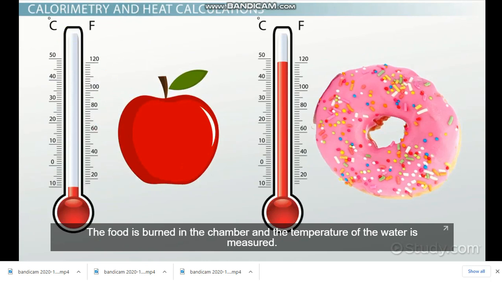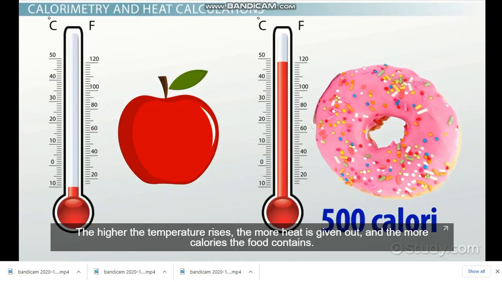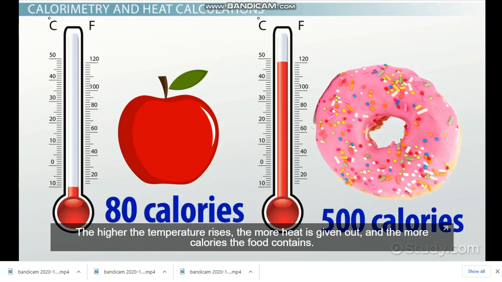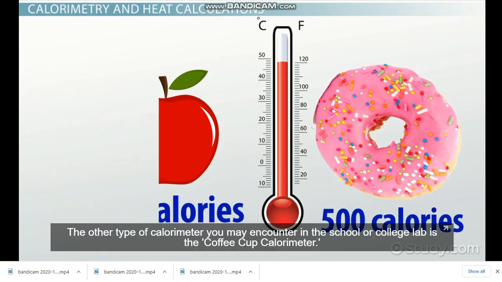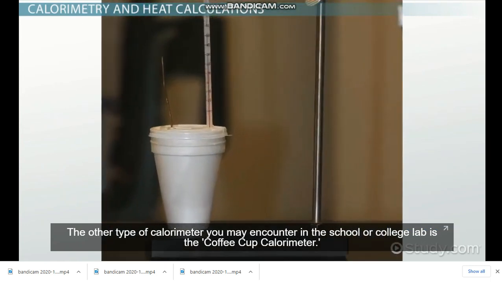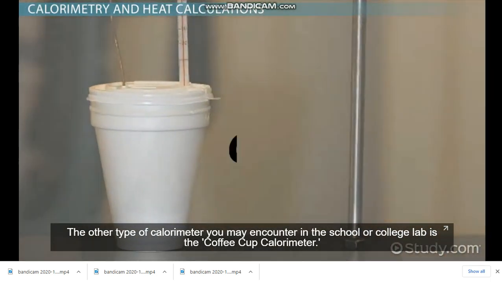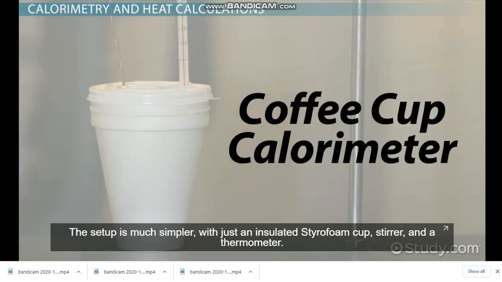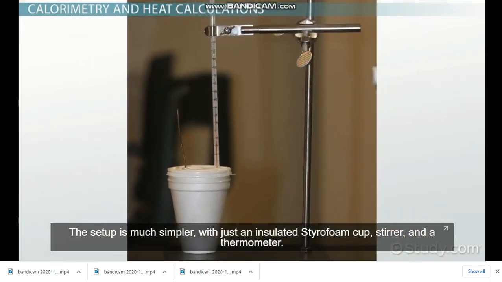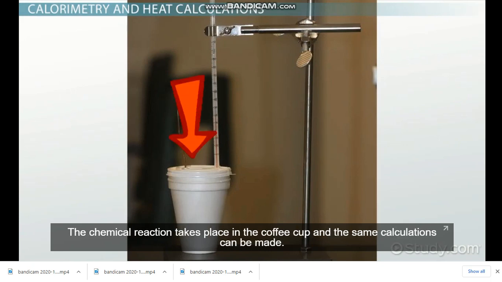The food is burned in the chamber and the temperature of the water is measured. The higher the temperature rises, the more heat is given out and the more calories the food contains. The other type of calorimeter you may encounter in the school or college lab is the coffee cup calorimeter. The setup is much simpler with just an insulated styrofoam cup, stirrer and a thermometer. The chemical reaction takes place in the coffee cup and the same calculations can be made.